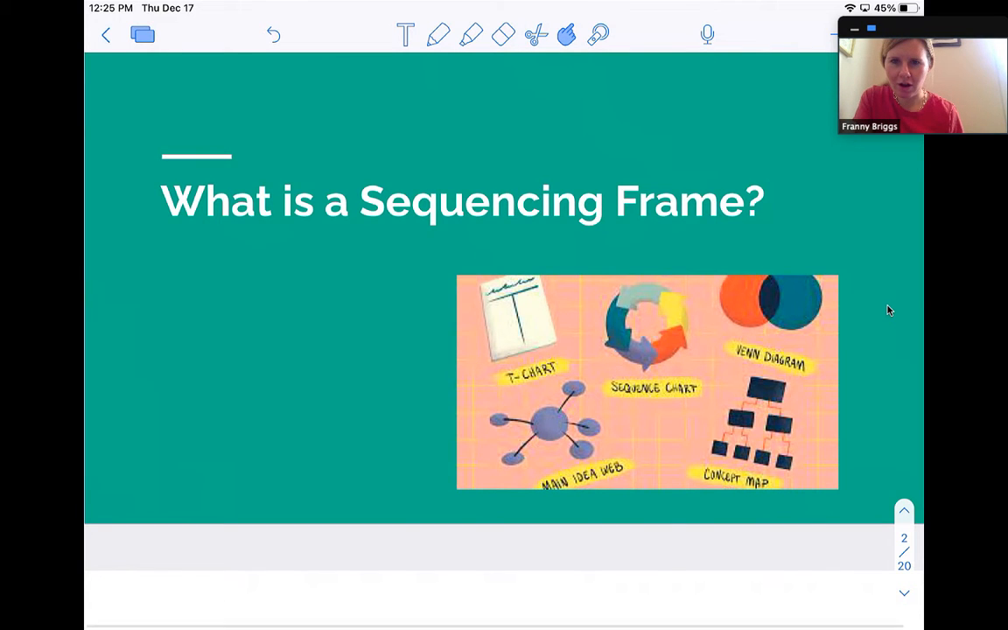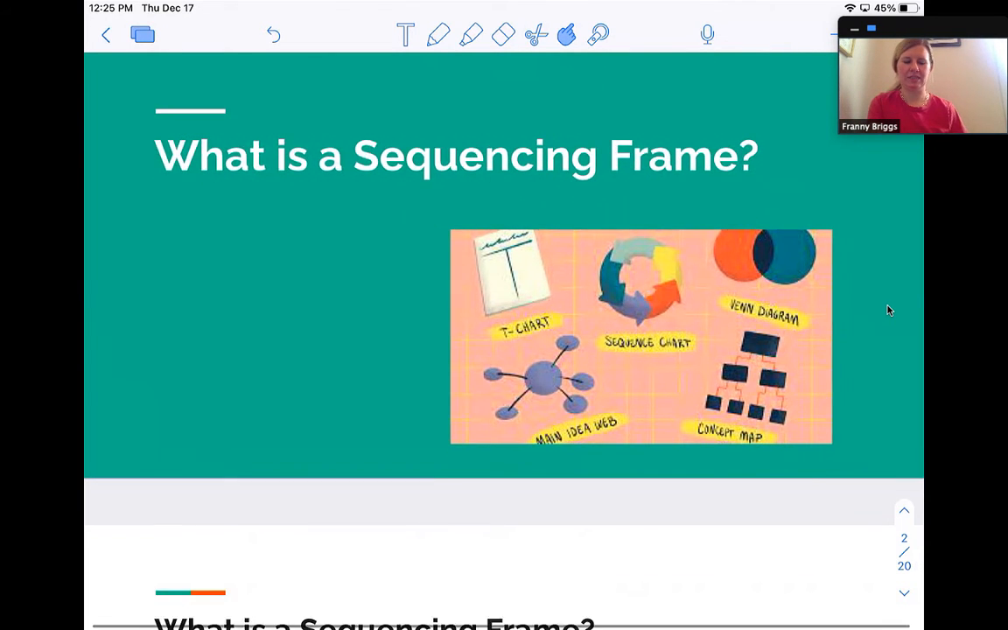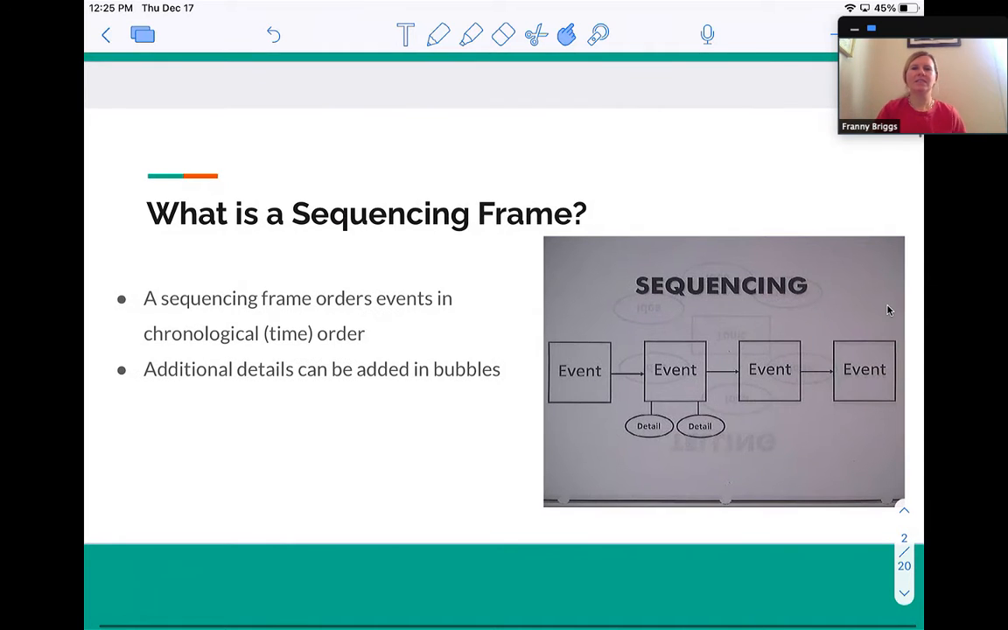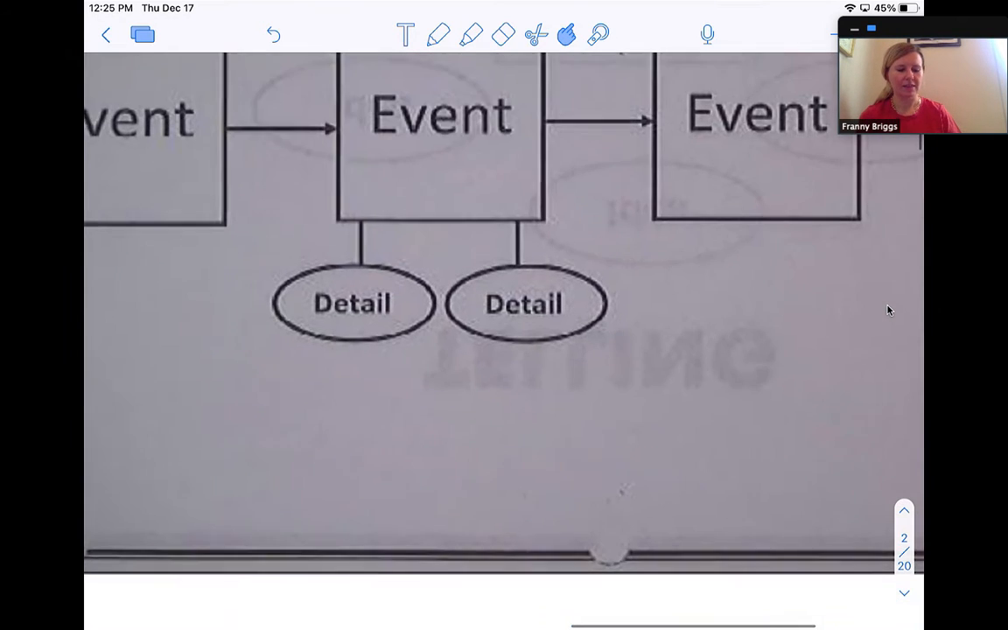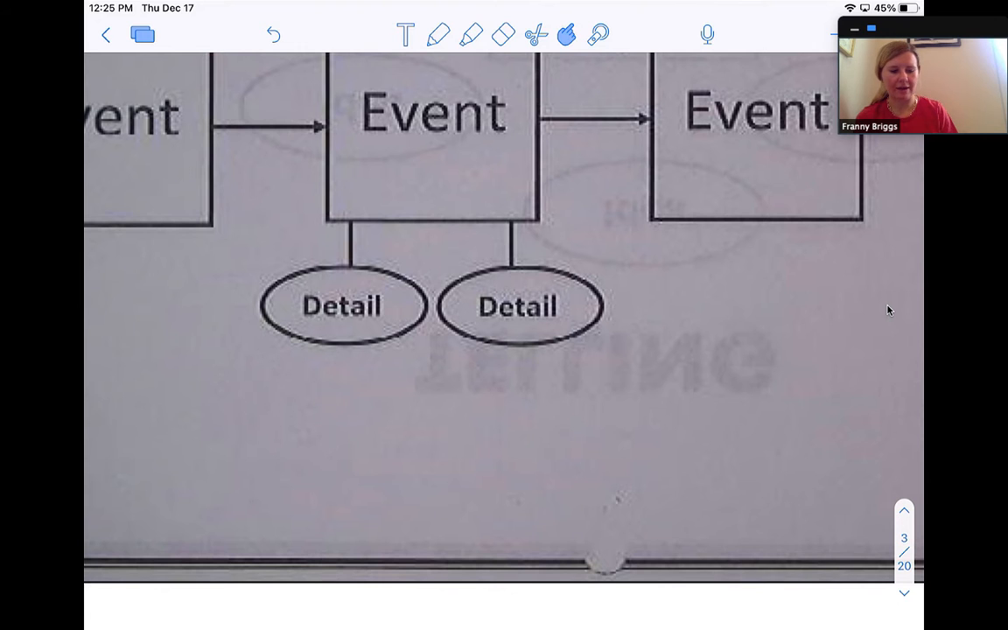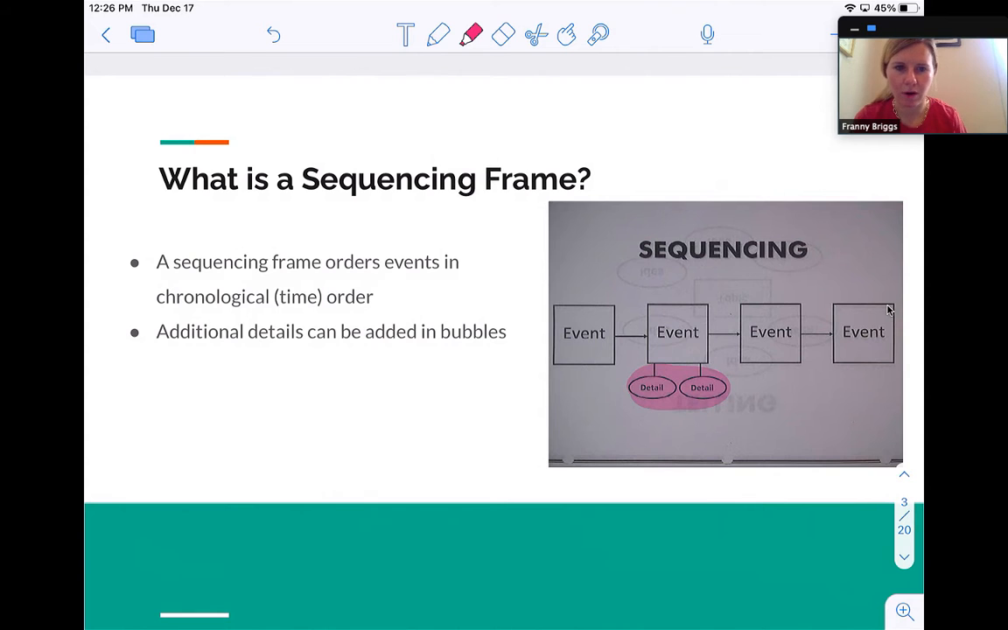So, we're going to start off with what is a sequencing frame? A sequencing frame is when you put things in a sequence, so in order. Another way to say that is chronological order, which means in the time that it occurred. So 9 a.m., 10 a.m., 11 a.m., right? So putting things in order. The nice thing about sequencing frames is that you can also add little details here if you want to say a little something more about that event.